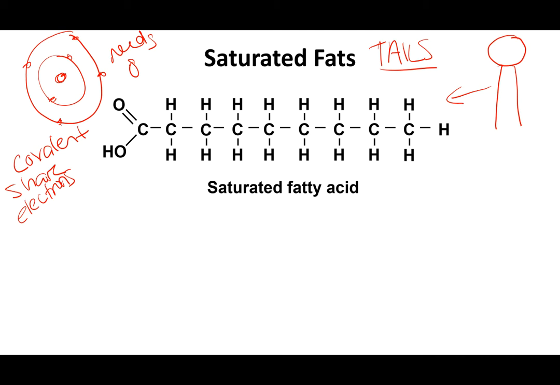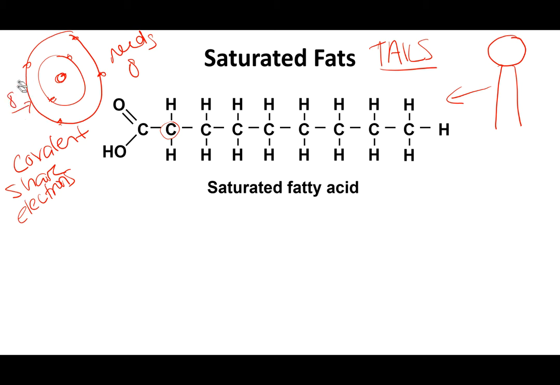That's all it means. So let's take this carbon right here. That carbon has 4 electrons in its outer shell, and it needs 4 more to satisfy that outer shell. This outer shell always wants 8. It's always hungry for 8.